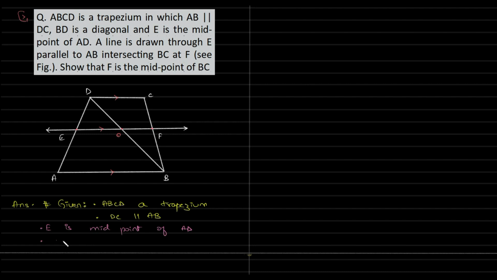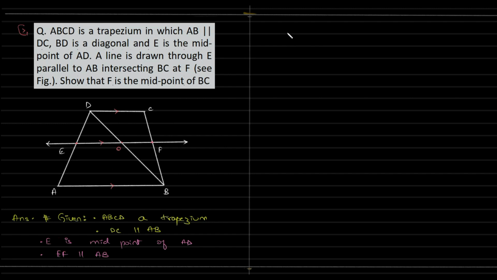So we have EF is parallel to AB. So EF will also be parallel to DC. That's one more thing. Yeah, I think that's it. So a few things which we can conclude, and we'll state them once we write this out.